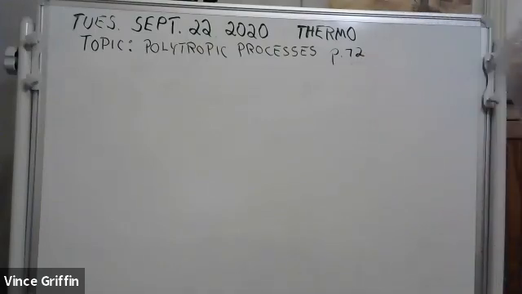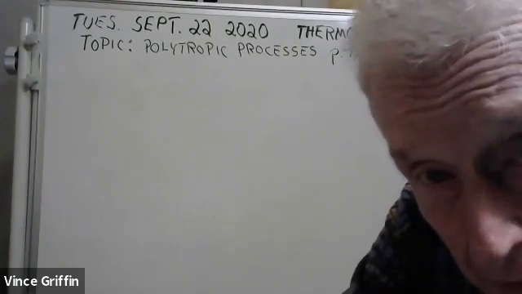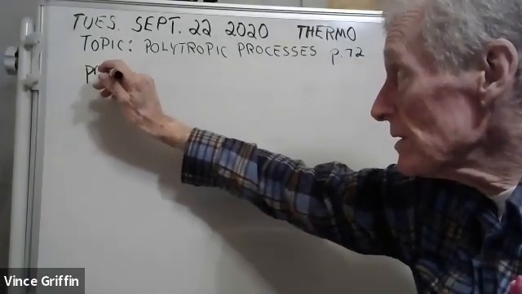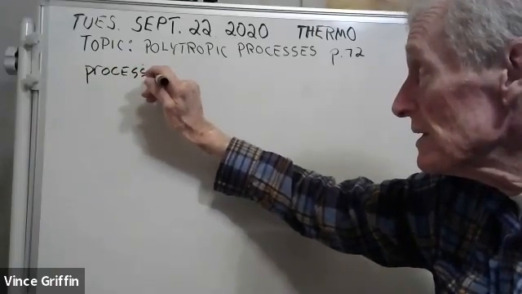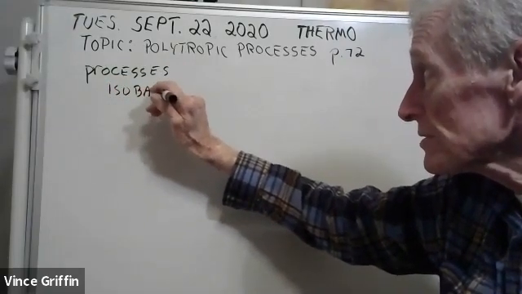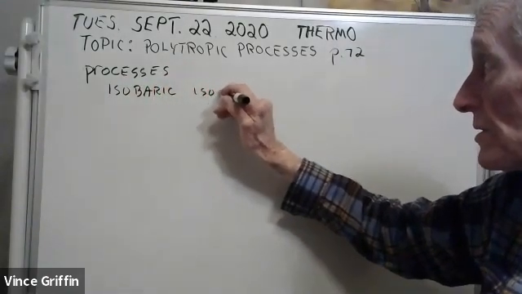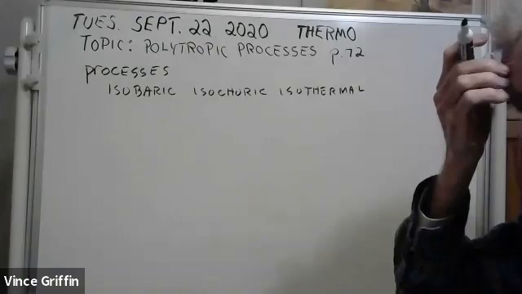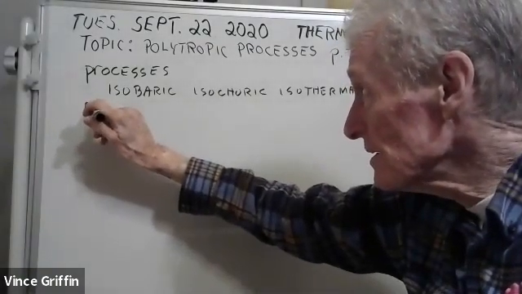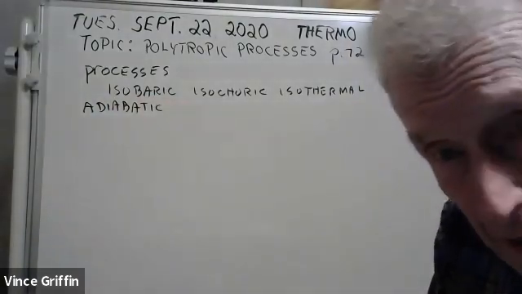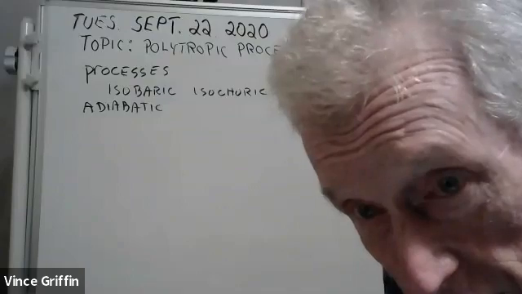Now we've talked about processes before. We've talked about isobaric processes, isochoric processes, isothermal processes. I don't know if I've told you about adiabatic processes or not. Adiabatic process. Have I? No, Bryce says no. So we probably haven't.